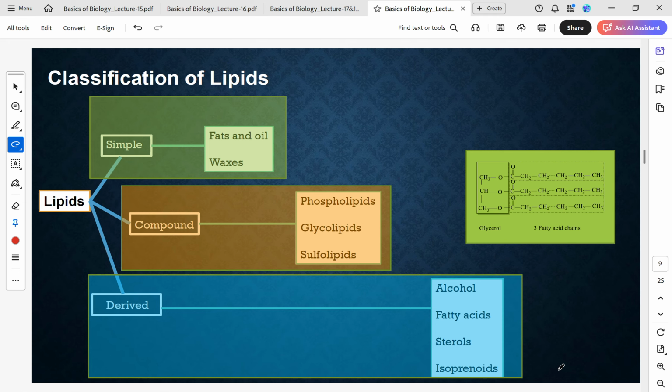Lipids can be classified into simple, compound, or derived forms. Simple forms are fats, oils, waxes, etc. Compound forms are phospholipids, glycolipids, and sulfolipids, where there is a conjugation, where there is a replacement with another type of molecule, or derived forms such as alcohol, fatty acids, sterols, and isoprenoids.